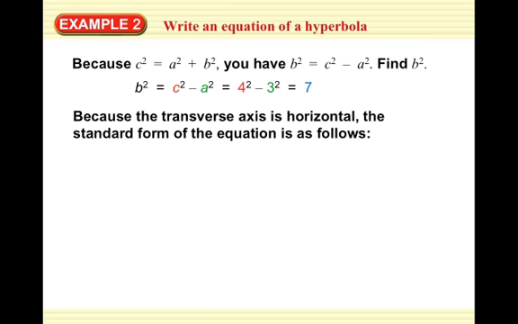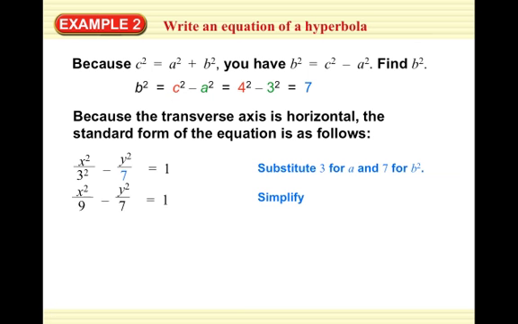Because the transverse axis is horizontal, the standard form of the equation is as follows. We're going to substitute 3 for A, so 3 squared is going to be the denominator underneath x squared, because again, this is horizontal, minus y squared. B squared is 7, so y squared over 7 equals 1. So our final answer for the equation is x squared over 9 minus y squared over 7 equals 1.